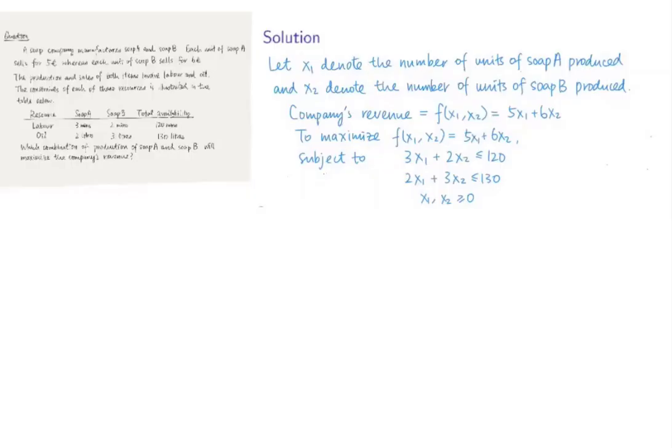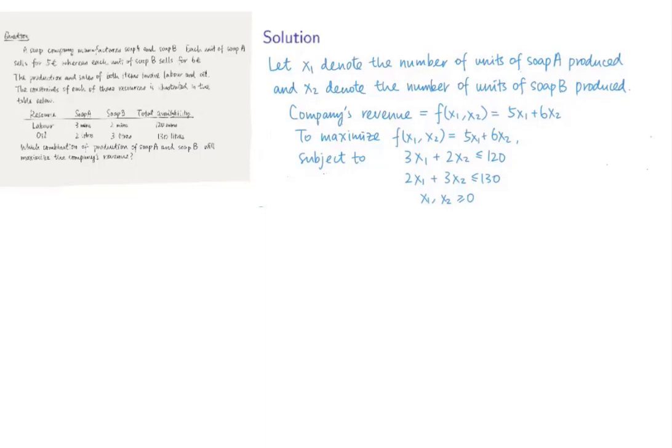Let x1 denote the number of units of soap A produced and x2 denote the number of units of soap B produced. Then the company's revenue is given by this function expression 5x1 plus 6x2. We want to maximize the company's revenue subject to constraints, according to the information given from the question about the labor resources, on the amount of time spent on producing the soaps, and the amount of oil, which is the raw materials for the soaps.